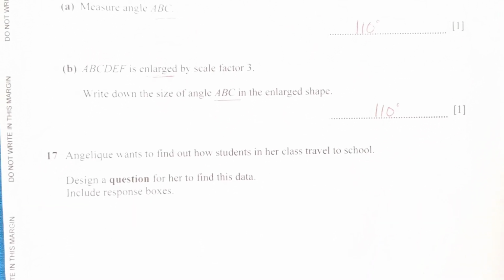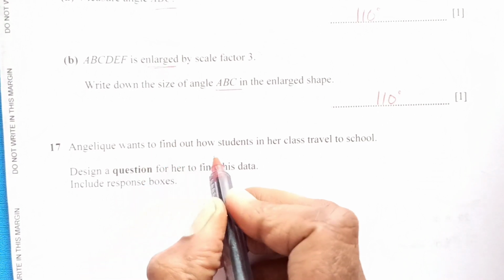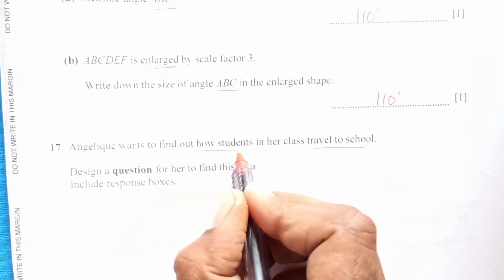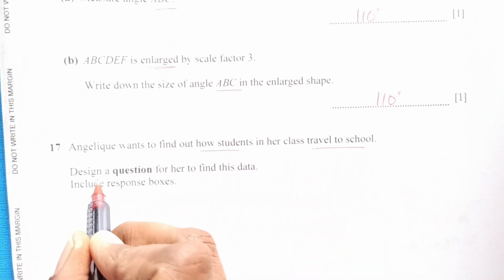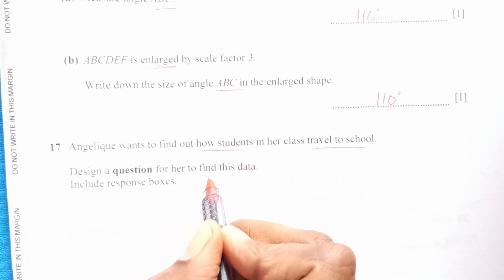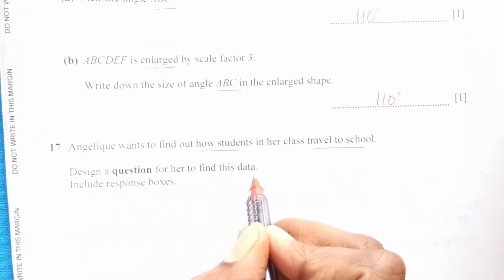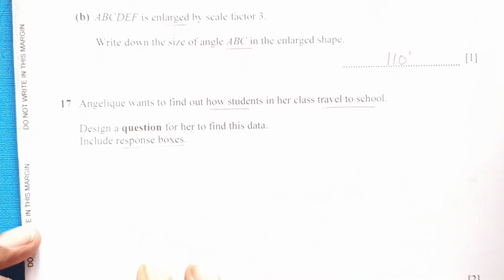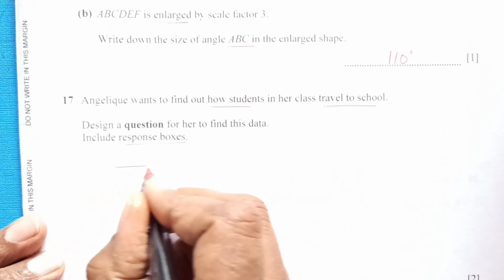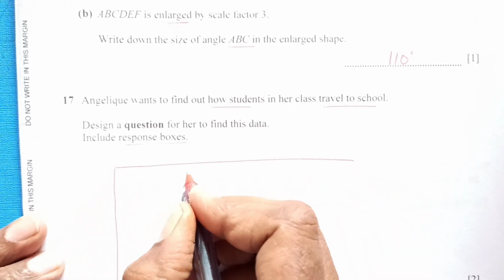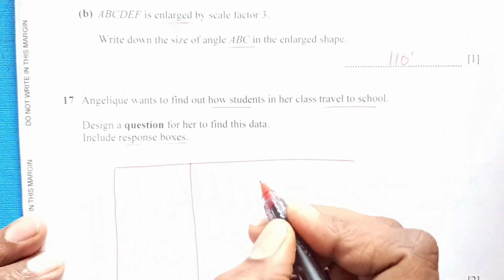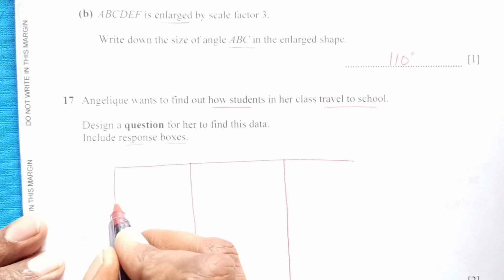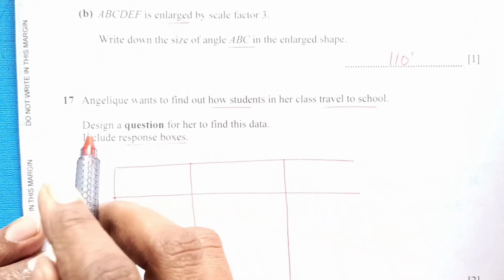So question 17. Angelique wants to find out how many students in her class travel to school. Design a question for her to find this data. Include response boxes. So we need to draw or design a table. So the simple way is we need to have here the boxes where the mode of, you see what is the information.